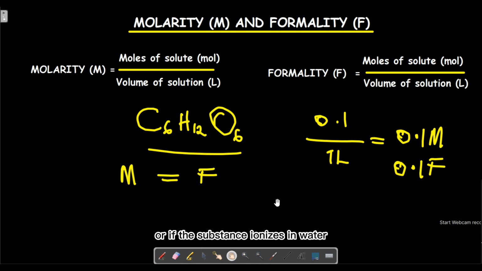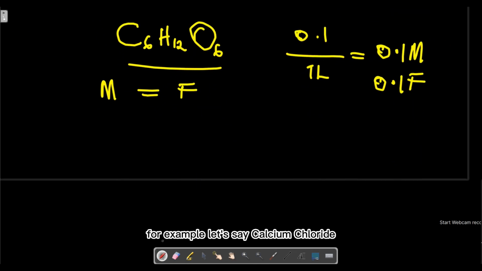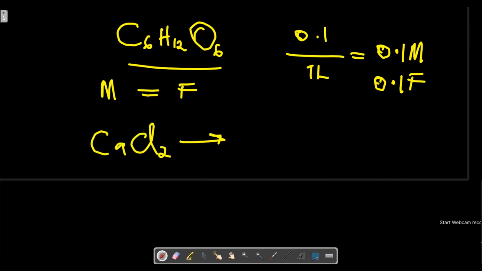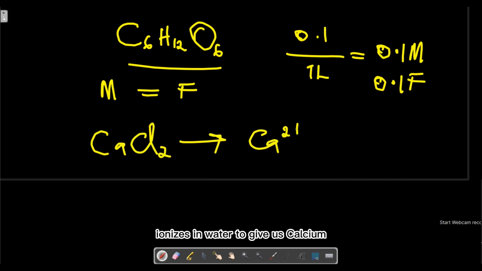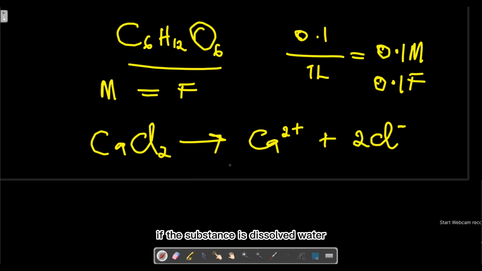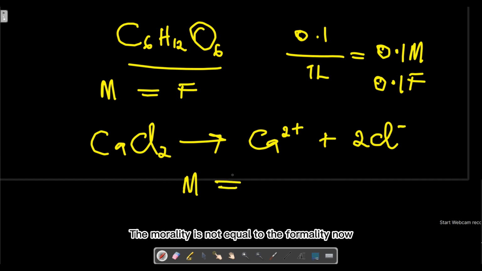But if the substance ionizes in water, for example, let's say calcium chloride, it ionizes in water to give us calcium ion and chloride anion. If the substance is dissolved in water, it ionizes to give you calcium and chloride, and as a result of that, the formality and molarity are not equal. So in the case of an ionic compound, the molarity is not equal to the formality.